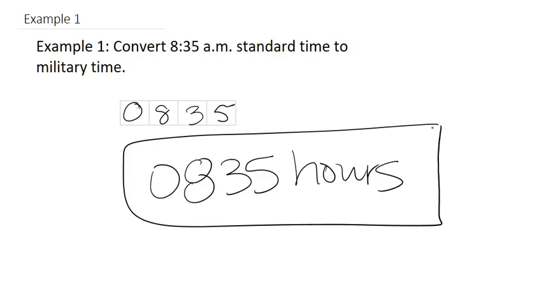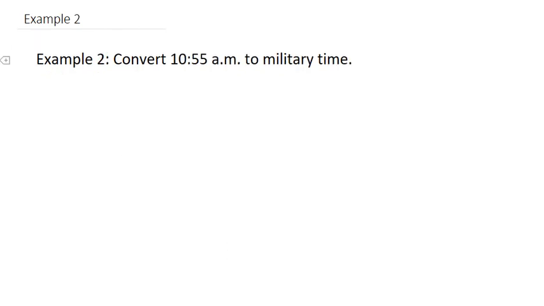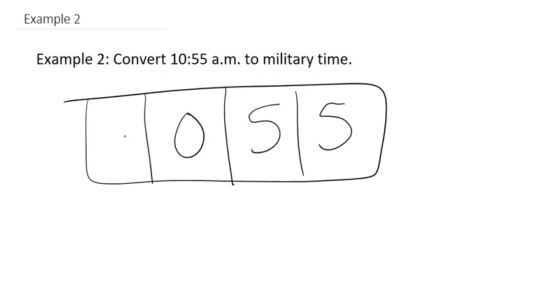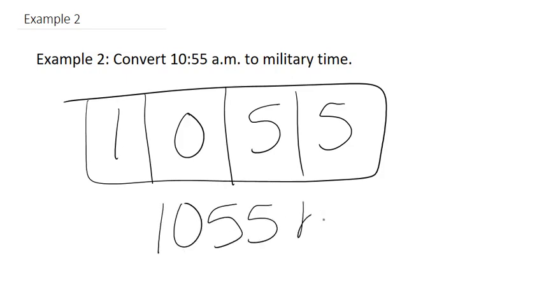So let's look at another example. Example 2. Convert 10:55 a.m. to military time. So let's have our box with 4 placeholders. We're working from right to left. 5, 5, 0, 1. So, therefore, 10:55 a.m. standard time is the same as 1055 hours.